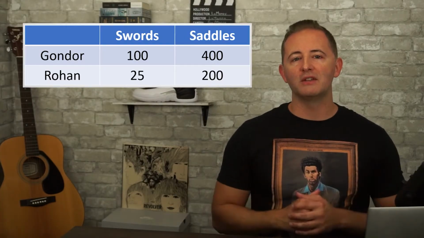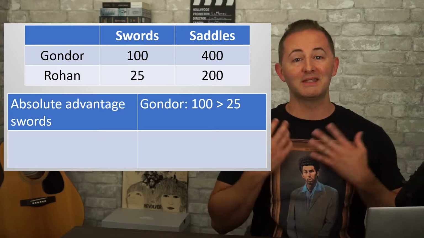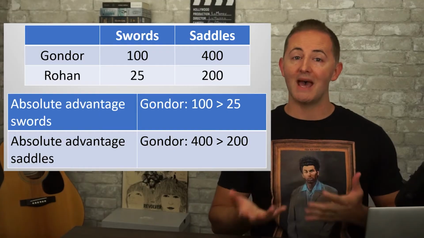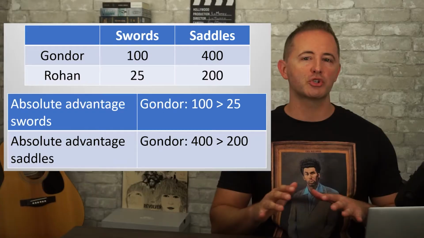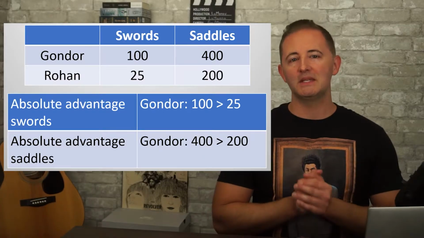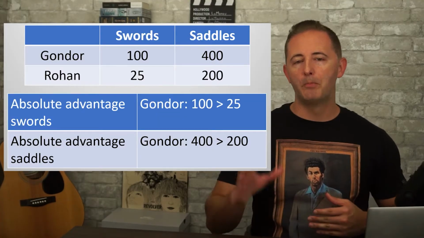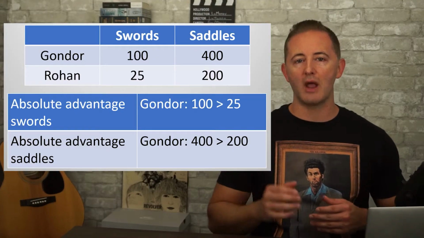Let's start with absolute advantage. Gondor has the absolute advantage making swords because 100 is greater than 25. It's honestly that simple. How great is that? Gondor also has the absolute advantage making saddles because 400 is greater than 200. But here's the thing. We don't trade based on absolute advantage. In this example, Gondor has the absolute advantage in both swords and saddles. But both countries can still benefit from specialization in trade, even though Gondor has an absolute advantage in both goods. We decide who should make each good based on comparative advantage.